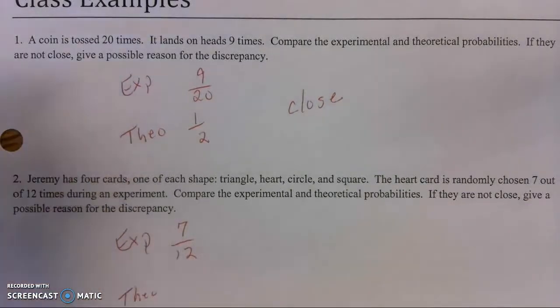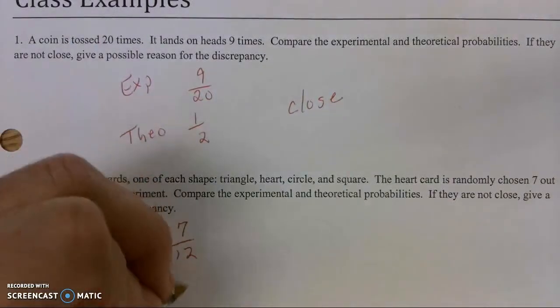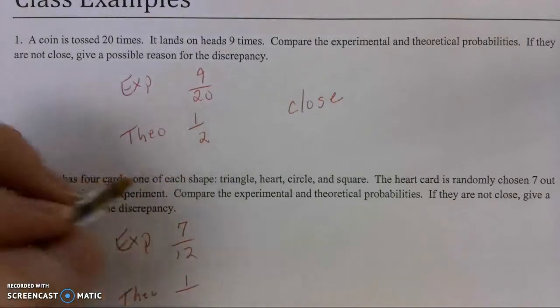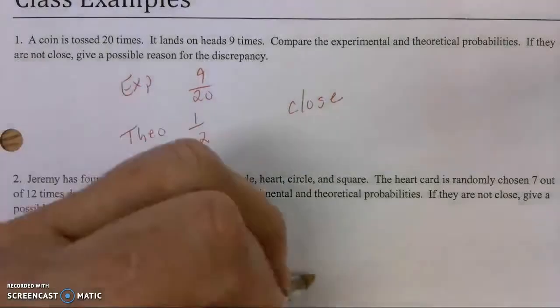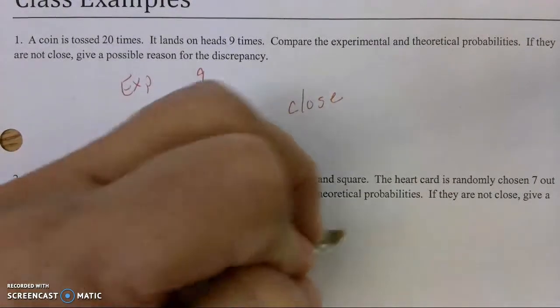Theoretically, I have 4 cards, and one of them is a heart, which would make theoretical 1 out of 4. Well, 1 out of 4 and 7 out of 12, even if I had 8 out of 12, that would reduce to 2/3. So that's not really close. So not close.